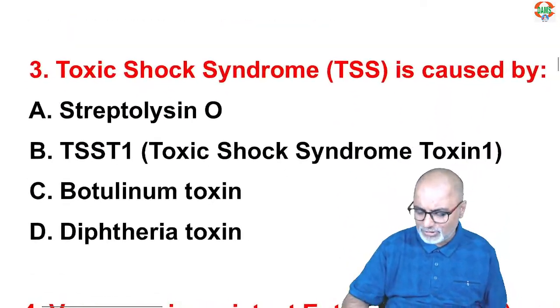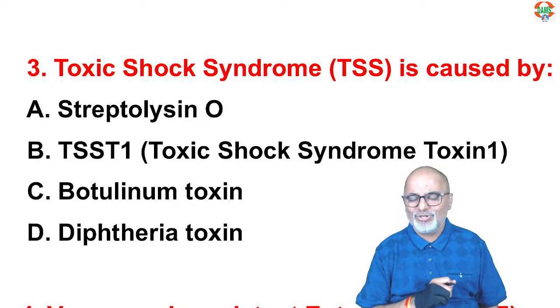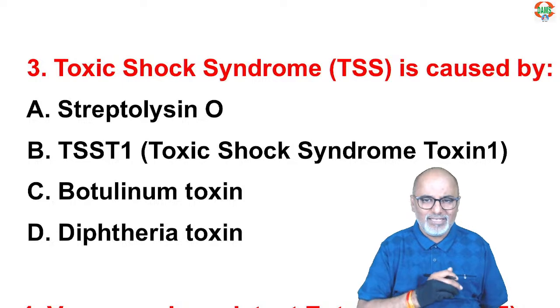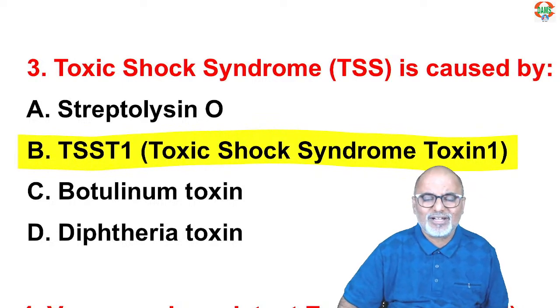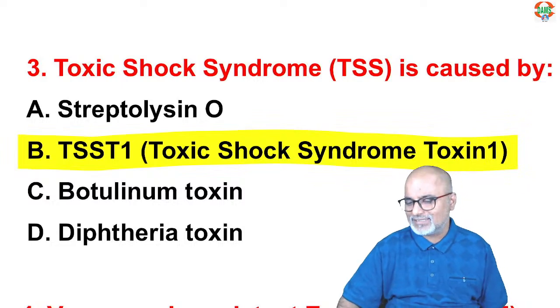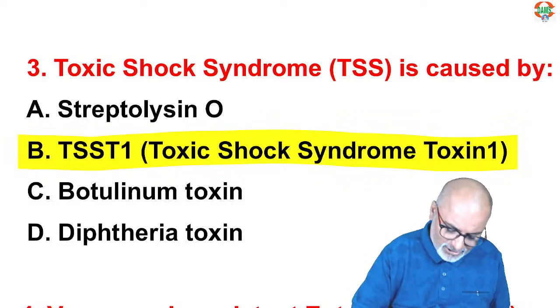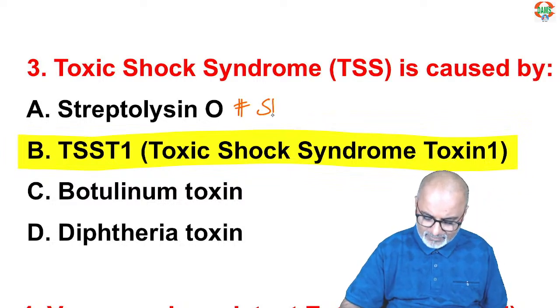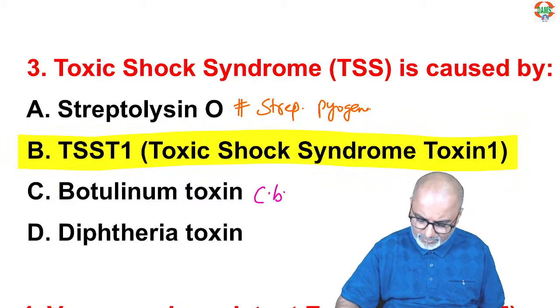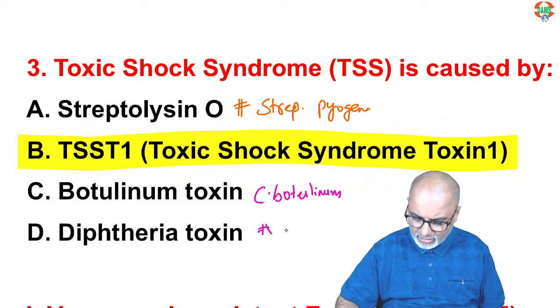Toxic shock syndrome is caused by, no need to think twice, a lovely question, toxic shock syndrome toxin, TSST, by Staphylococcus. Streptolysin O is by Streptococcus pyogenes. Botulinum toxin is by Clostridium botulinum. Diphtheria toxin is by Corynebacterium diphtheriae.